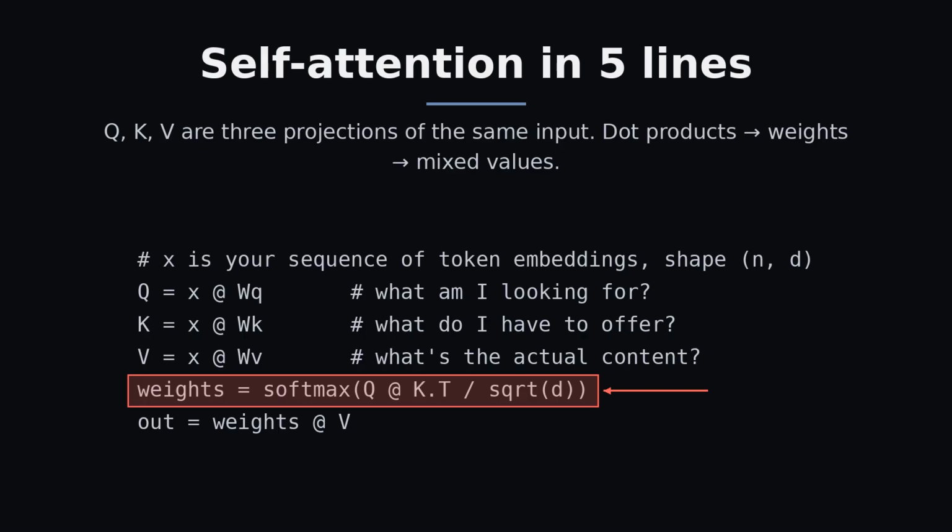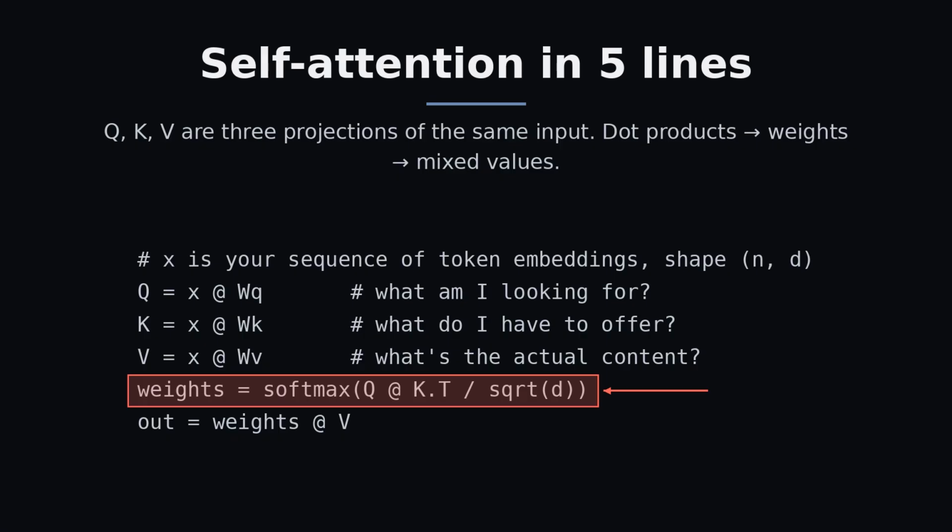Here's self-attention in 5 lines. You start with your token embeddings, the matrix X. You make 3 different projections of X, called Q, K, and V. Q is what each token is looking for. K is what each token has to offer. V is what the token actually contributes if you decide to pull from it.